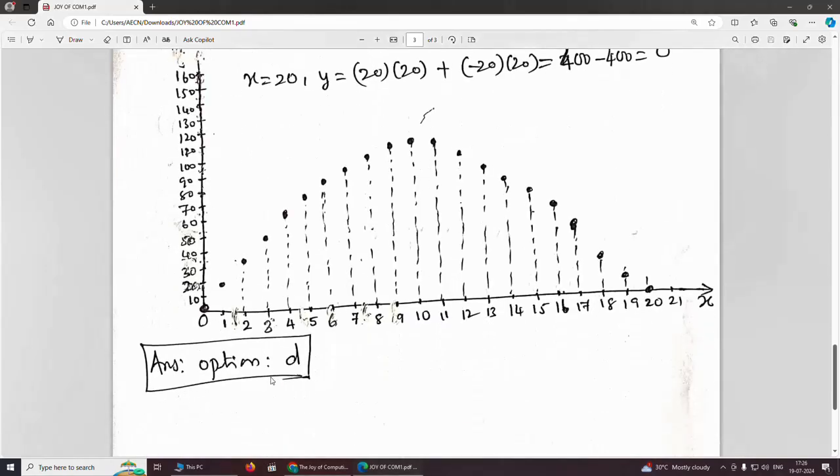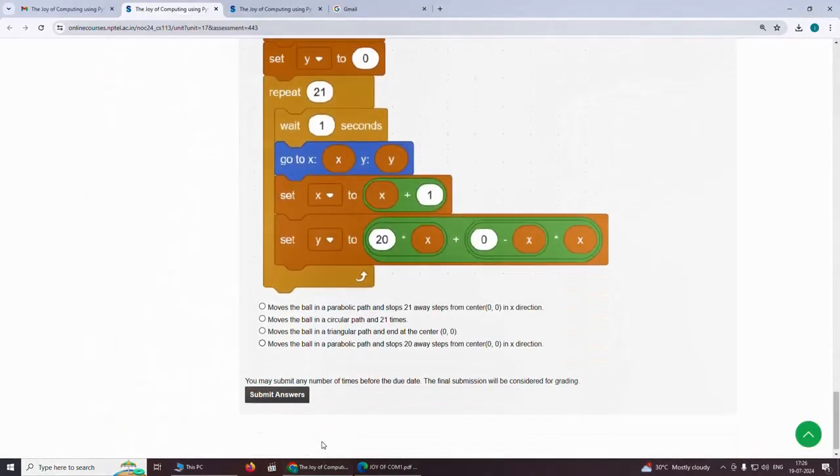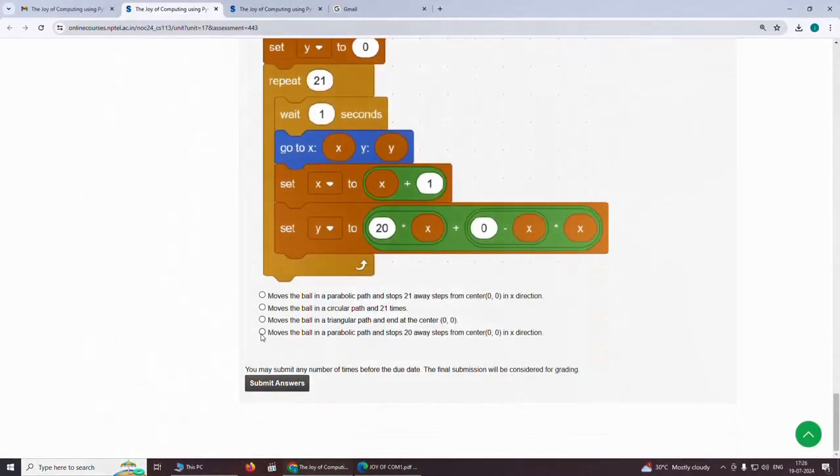So the answer is option D: moves the ball in a parabolic path and stops 20 steps away from the center (0, 0) in the x direction. Submit.